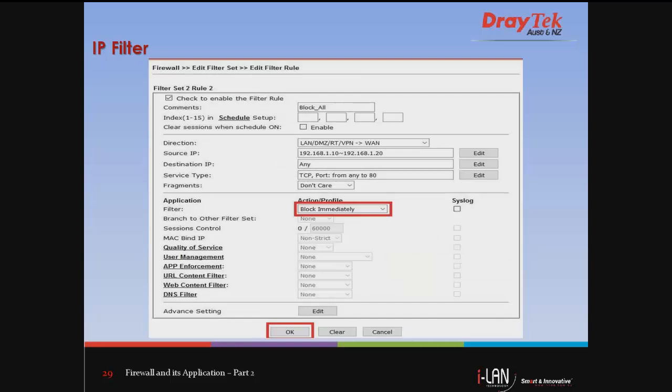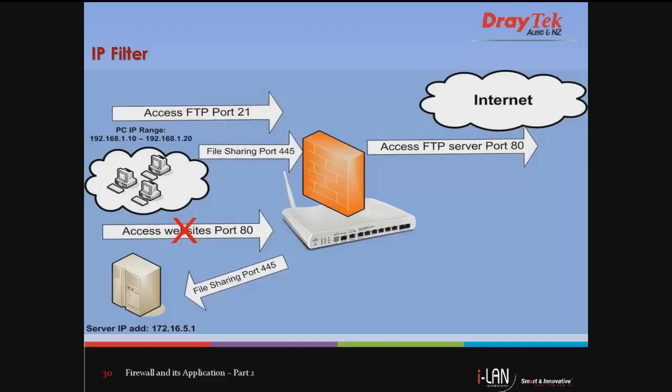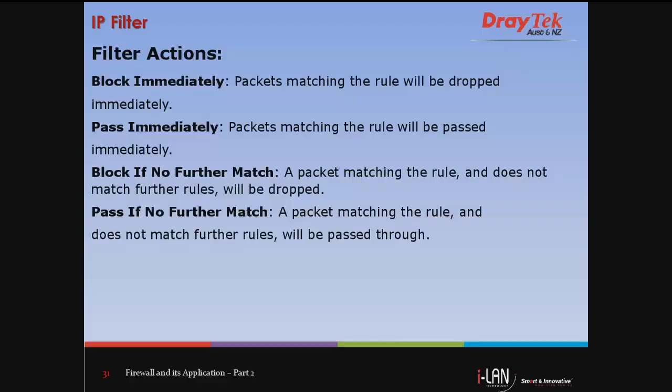And lastly, we select filter action as block immediately. This is the result of our rule that we recently applied to the router. The computers that belong to the IP range 192.168.1.10 to 192.168.1.20 cannot access all websites that use port 80, while they can access other services, for example, FTP and file sharing that use port 21 and 445.